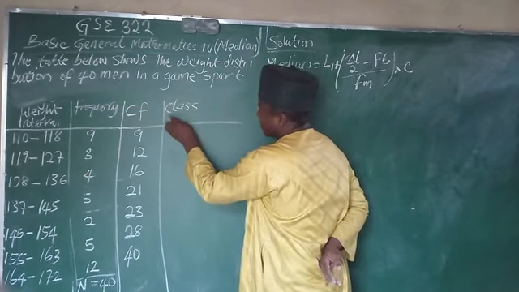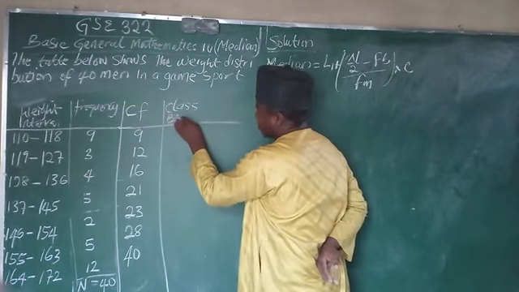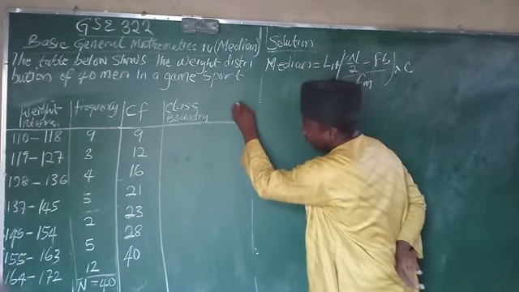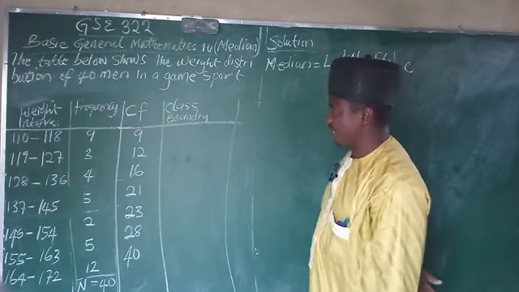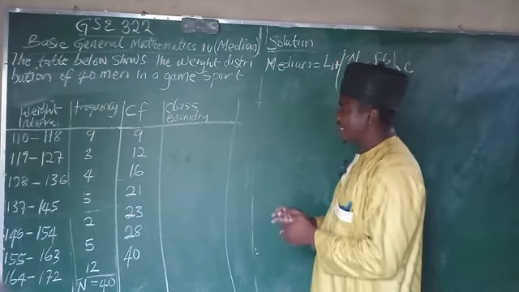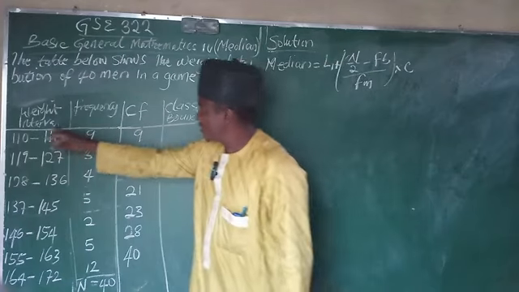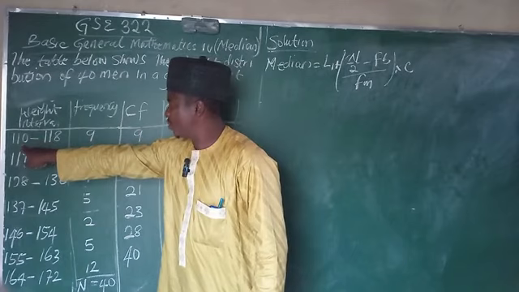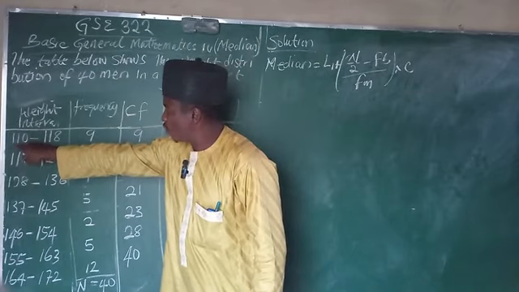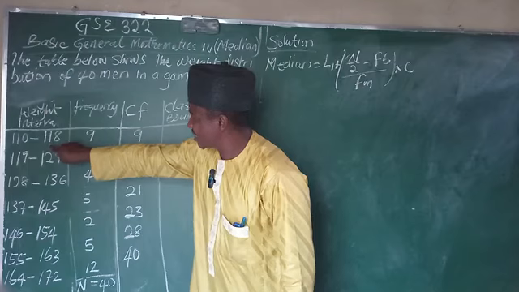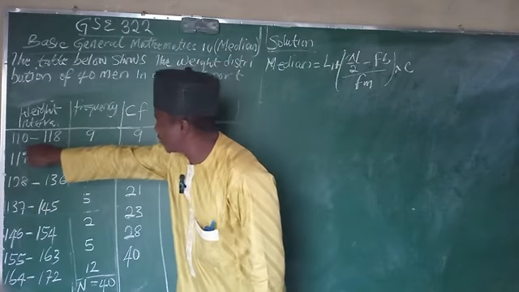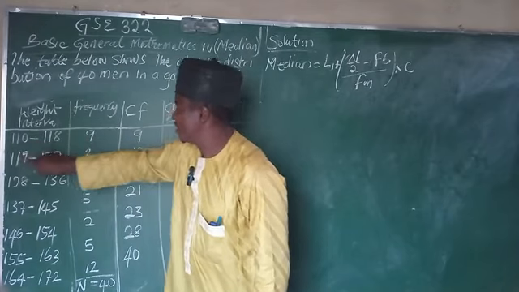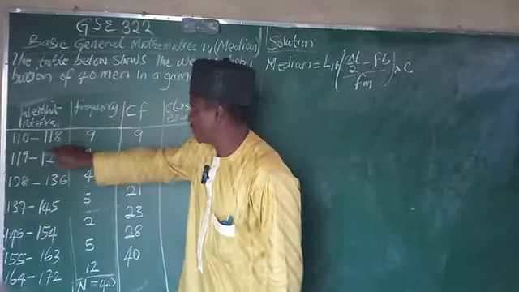How do we find class boundary? We find class boundary by considering this interval. We take the first one, and subtract 0.5 from the lower limit and add 0.5 to the upper limit. We call this one the lower limit and this the upper limit. So we subtract 0.5 from this and add 0.5 to this.